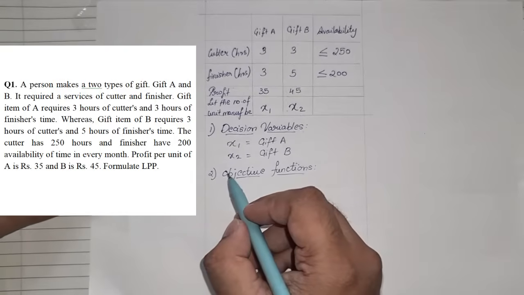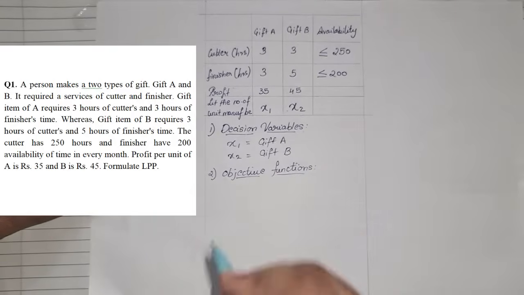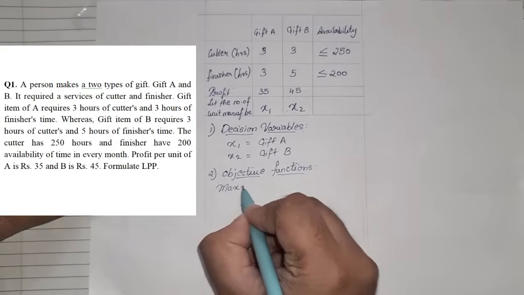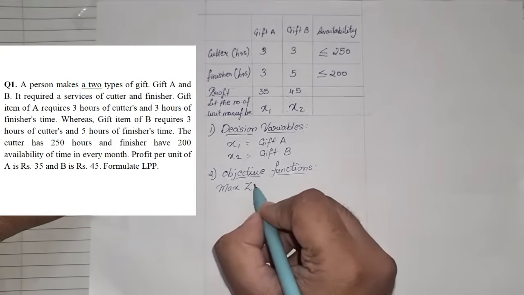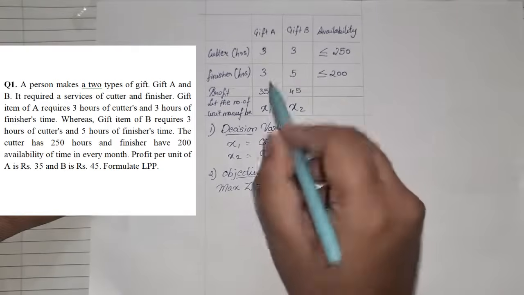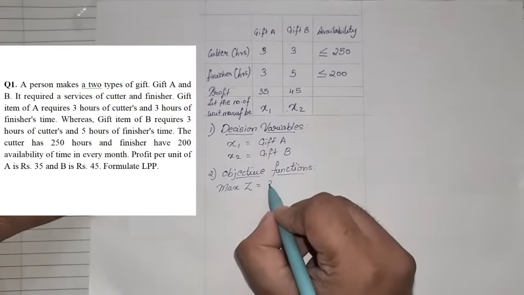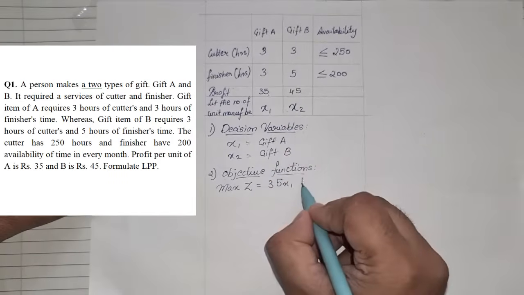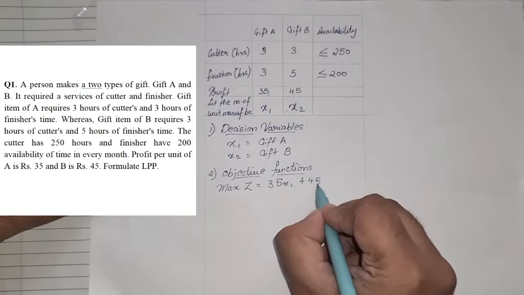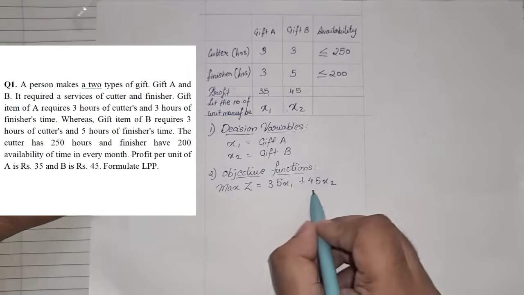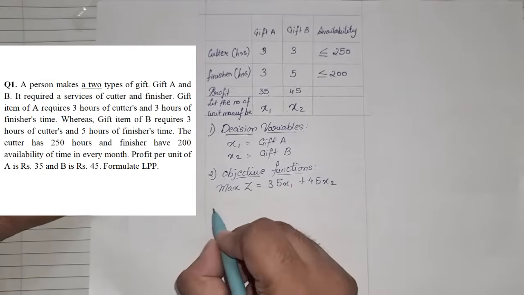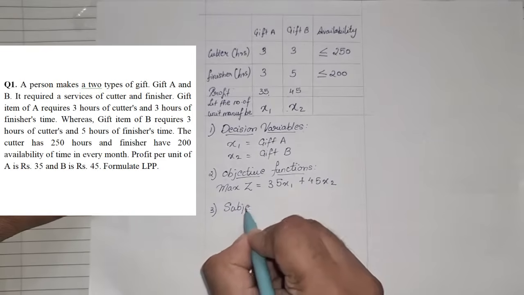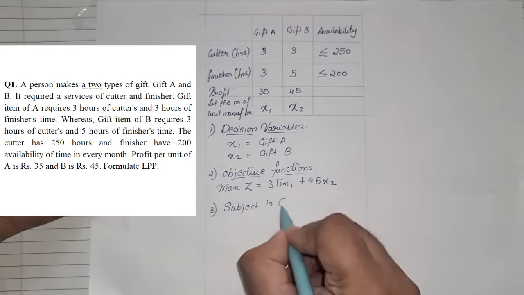Since in this question they are talking about profit, and profit is always maximized, I'll write: maximize Z equals, here 35 is given for x1 and 45 for x2, so 35x1 plus 45x2. Third, it is the subject to constraint.